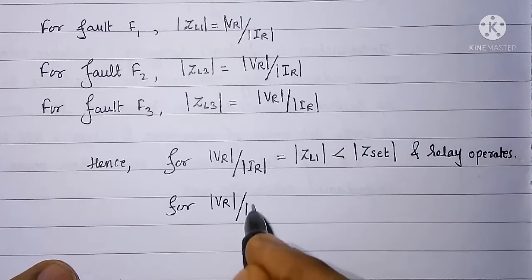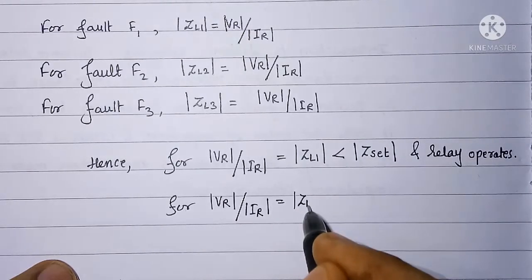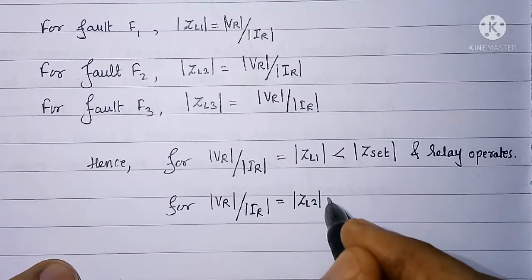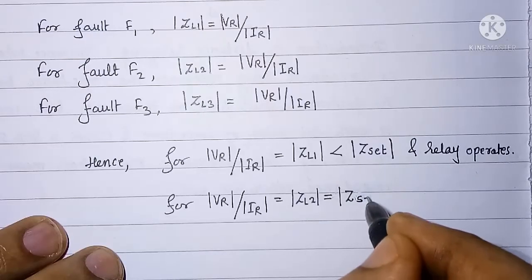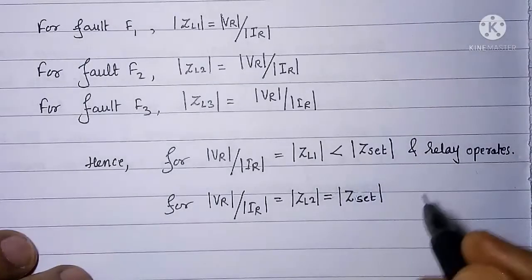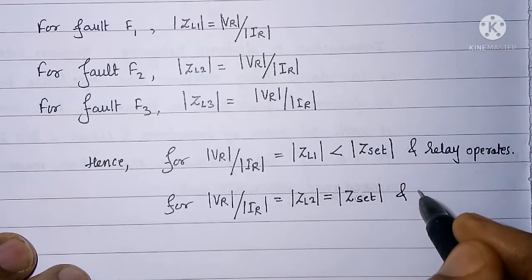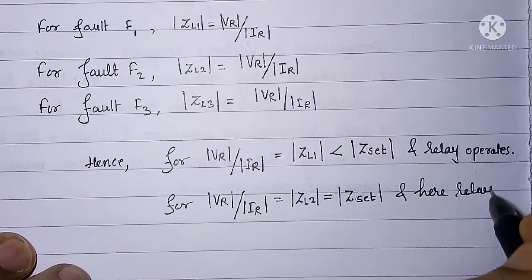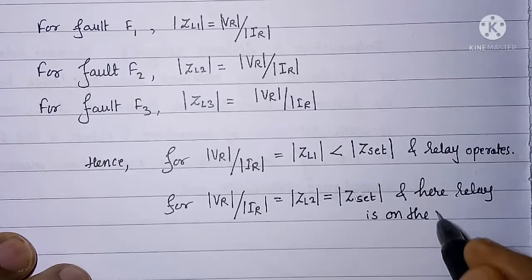For VR magnitude by IR magnitude equal to ZL2 magnitude, we have Z set equal to ZL2. And here relay is on the verge of operation.